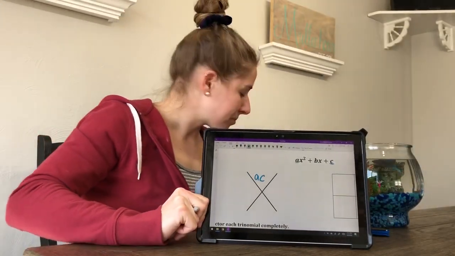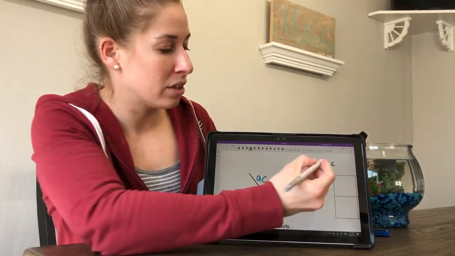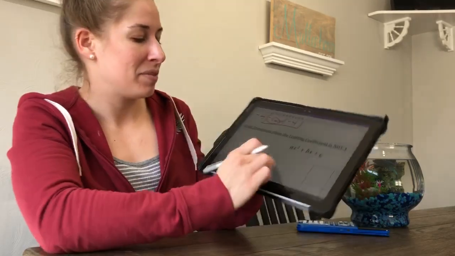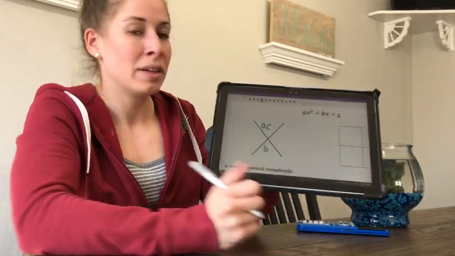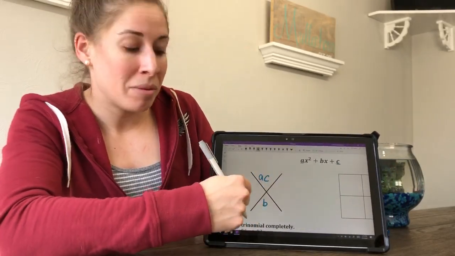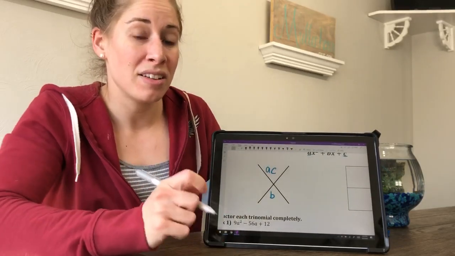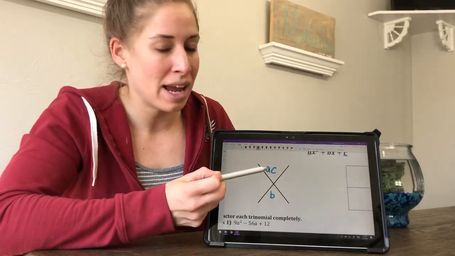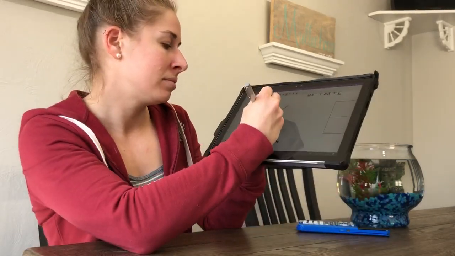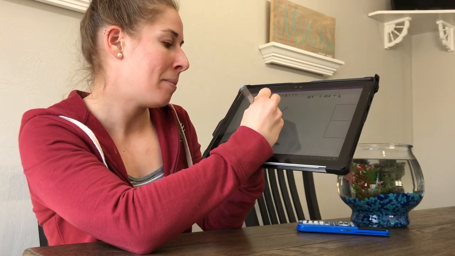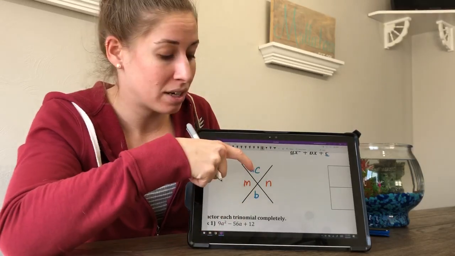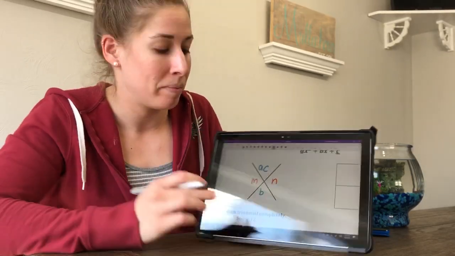At the bottom of the X, you're still going to put B, that middle coefficient. So at the bottom of the X, B. You're still going to try and come up with the two numbers that multiply to give you the top number and add to give you the bottom. That process is still the same. The only thing that's different so far is multiplying A times C. So let's say you get M and N. M times N gives you the product at the top, and M plus N gives you the sum at the bottom.